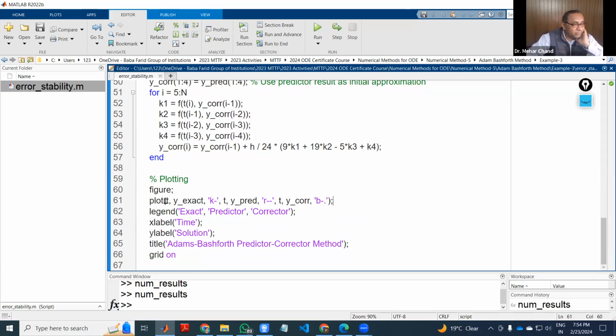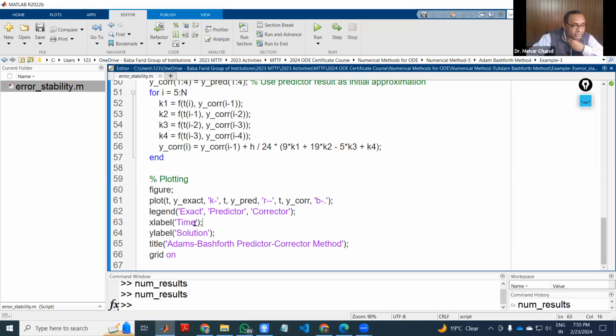We have three solutions. One is the exact solution. Then we can plot the predictor also, and the corrector will depend upon the predictor. So here is the corrector. The exact solution will depend upon t, and here the predictor also depends upon t, and the corrector also depends upon t, and the other colors and markers are also used at this place. And if you want to introduce a legend, it always helps us to recognize the graph.